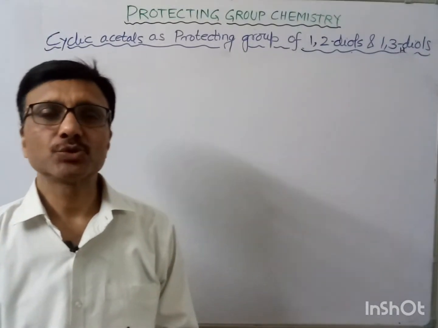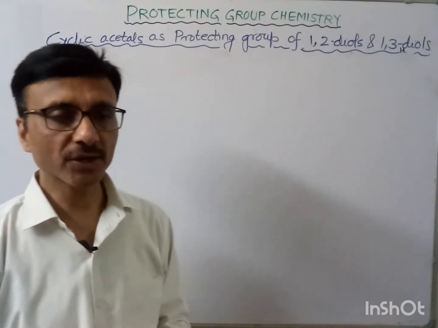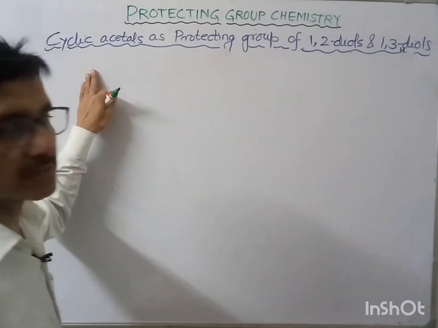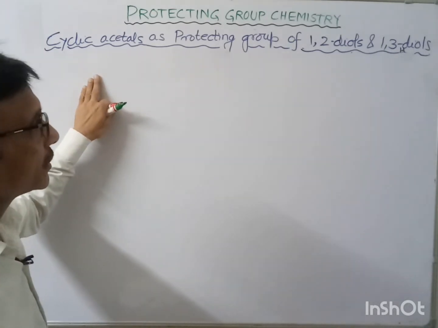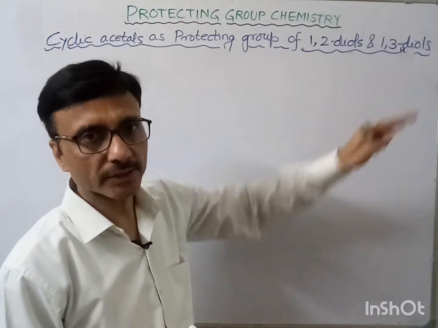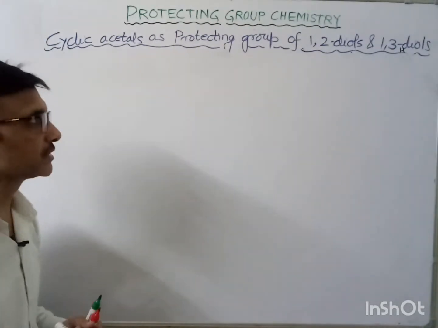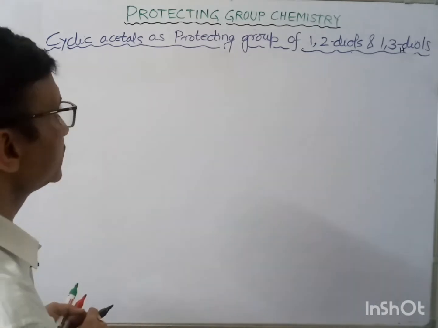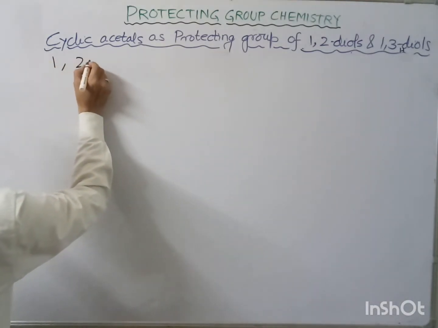Hello students, so today I will tell you the protection of 1,2 and 1,3 diols as cyclic acetals. So we can use various reagents to convert 1,2 diols or 1,3 diols into cyclic acetals. So first of all, let's see 1,2 diols.